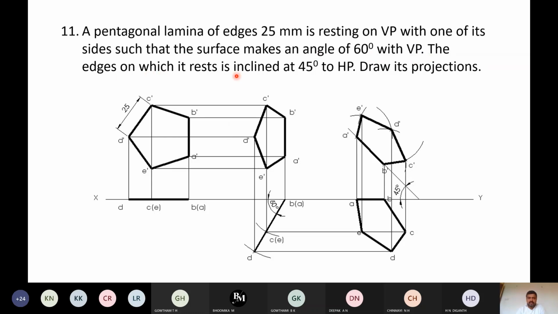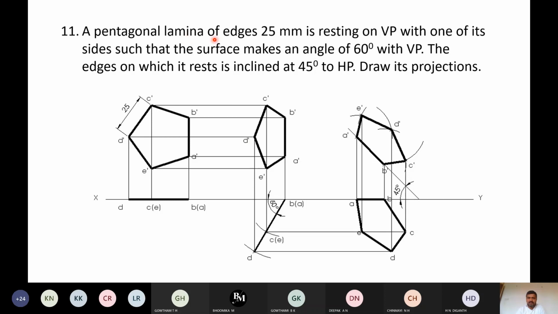The edge on which it rests is inclined at 45 degrees to HP. Draw its projection. Okay, so this is 90% of the problems. You are most probably going to get a problem resting on HP. Rarely you may get a problem where it is resting on VP. In such a case, you should follow this procedure.